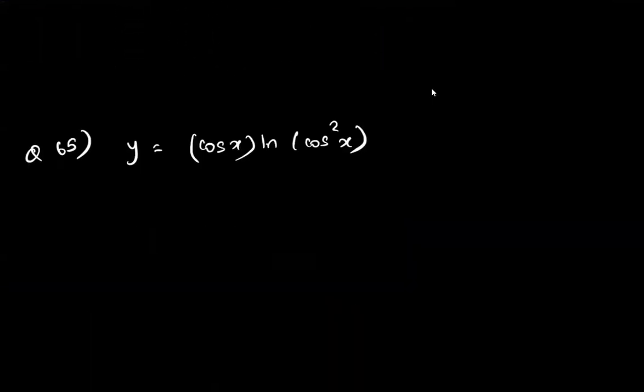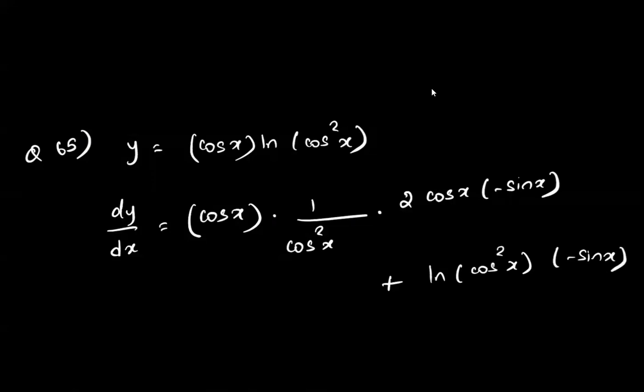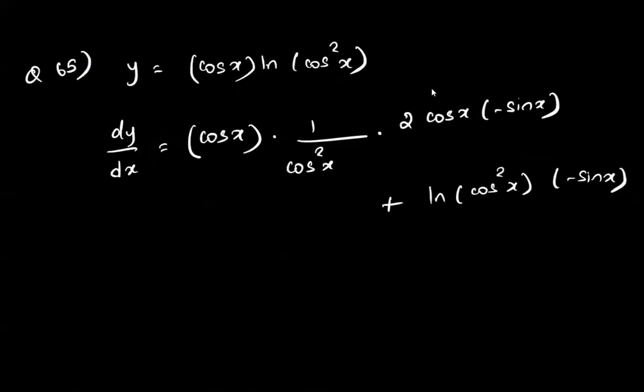So here I had to use the product rule. I keep the first function as is, take the derivative of the second function times the derivative of the inner function, which is 2 cosine x times negative sine x, plus ln cosine squared x times negative sine x. Okay, so let's see how we can simplify this.